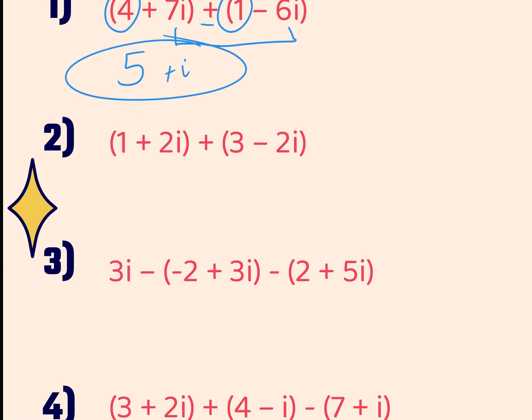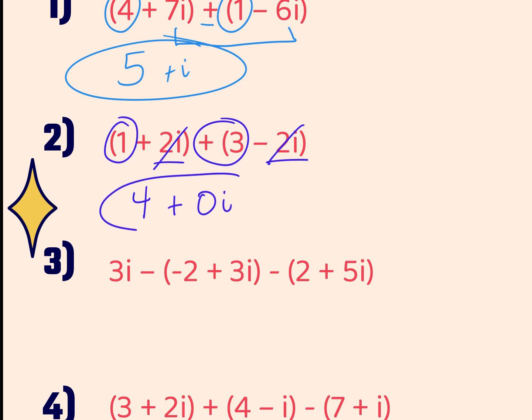What are we doing in 2? We're adding again. Okay, so real with real. 1 plus 3 is 4. What happens with a positive 2i and a negative 2i? It cancels out. So you're just left with the whole number 4. But if you were to write that in standard form, it would be plus what? 0i. WebAssign might want it like that. Read the directions. Whatever it says, write it in standard form.